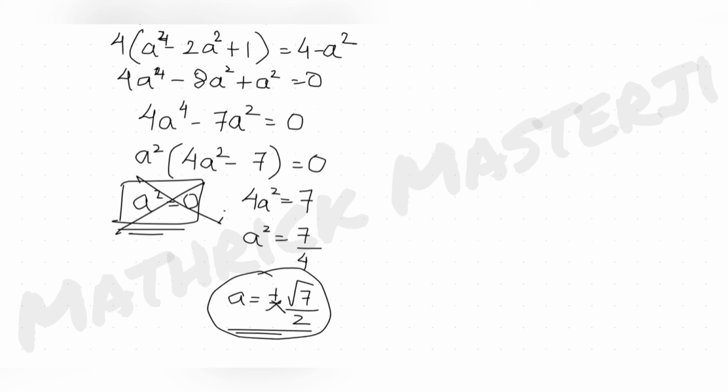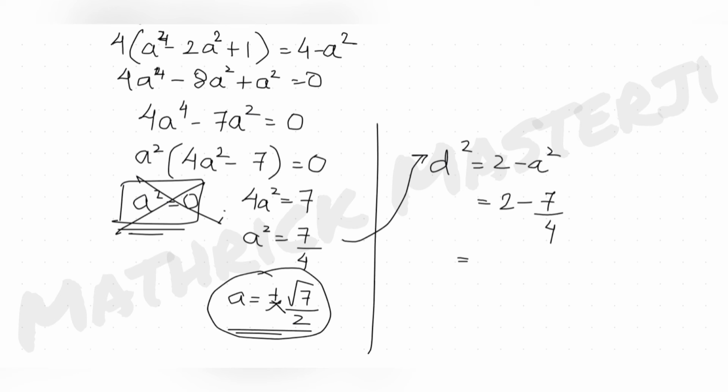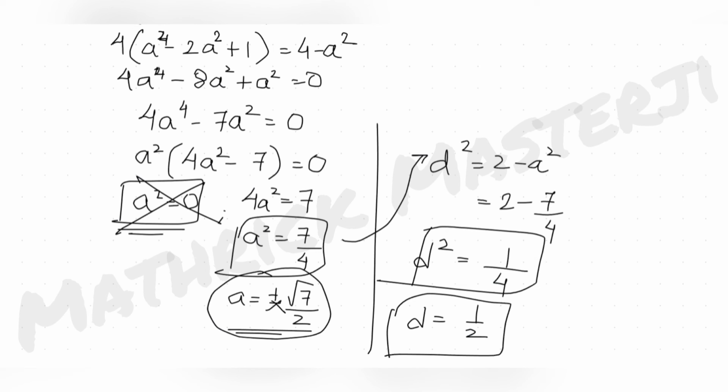Once I have that, I know d² was 2 minus a². So it gives me 2 minus 7 over 4, that is 8 minus 7, that is 1 over 4. So d² becomes 1 over 4, that gives you d as half. I have a², I have d², I have a, I have d. Once I have all of these, I can just find the sides of the triangle.